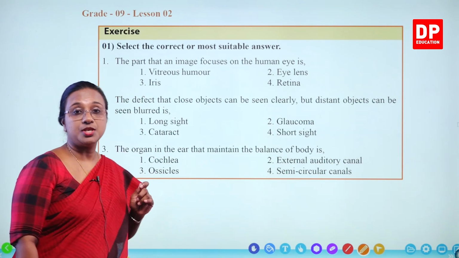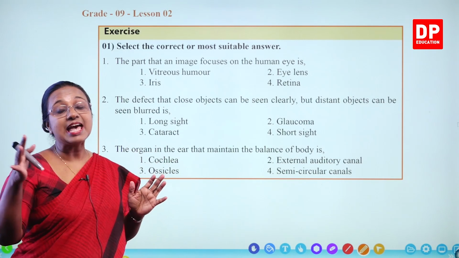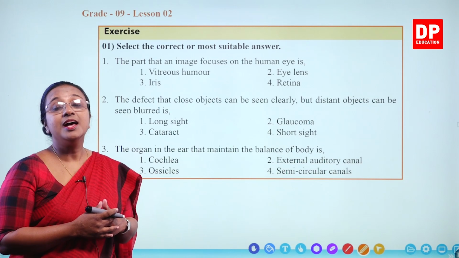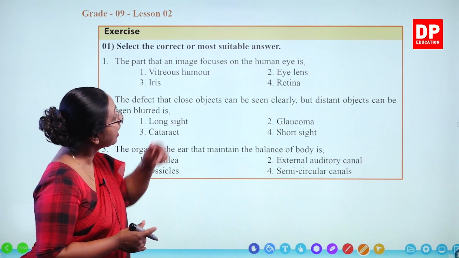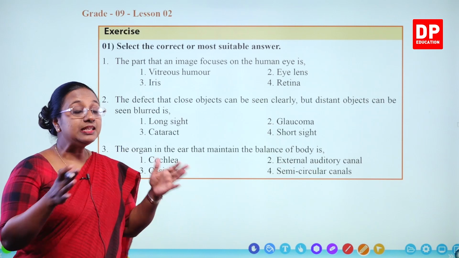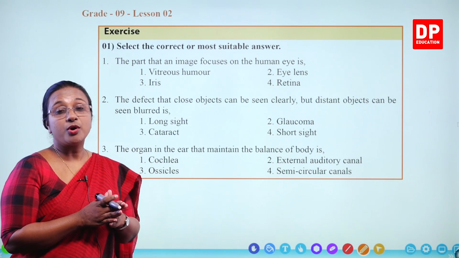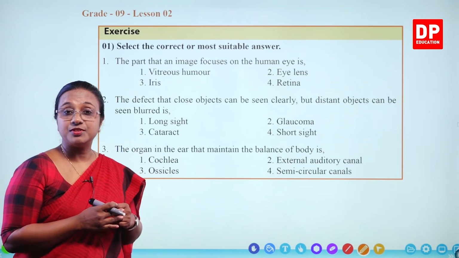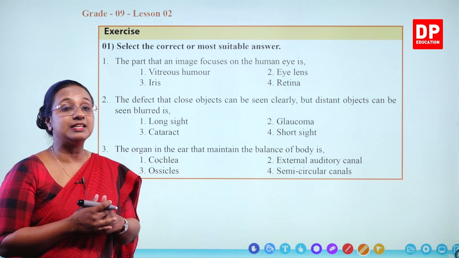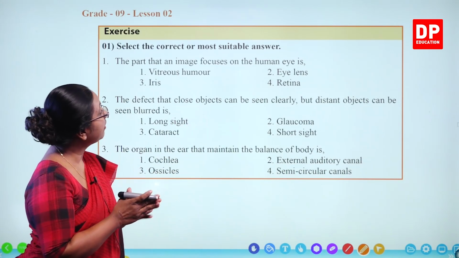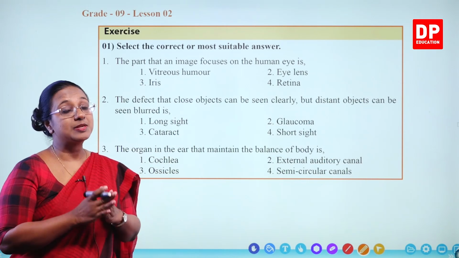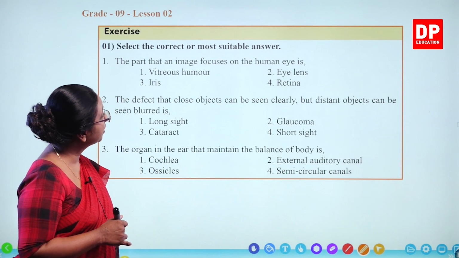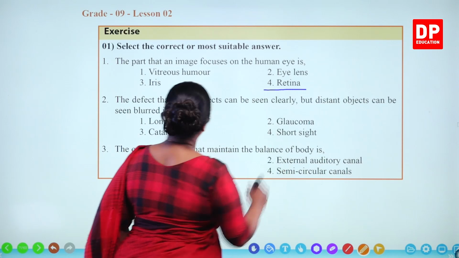First one, vitreous humor. That is between the lens and the retina. It gives a shape to the eye and also allows the refracted rays to travel through. Eye lens, what does it do? It converges the rays or refracts the rays to form the image. An iris controls the size of the pupil so that the amount of light that enters the eye can be controlled. Then retina, that is the screen that is present in the eye, so that is where the image forms. So, the part that an image focuses on the human eye is retina.